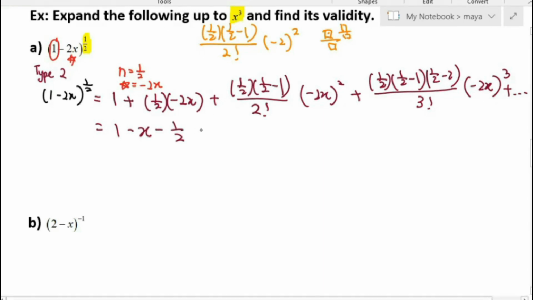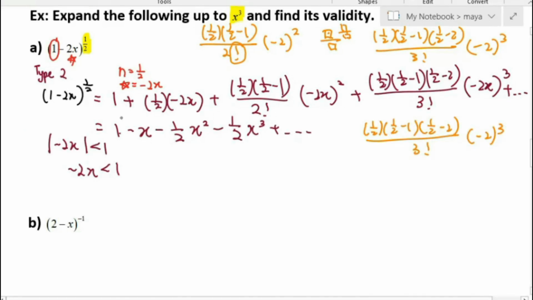So that is for the x squared. Continue for this part. Same also, press your calculator for 1 over 2 times 1 over 2 minus 1, 1 over 2 minus 2, and then 3 factorial, and then don't forget the value here, negative 2 to the power of 3. So for x, we do not need to press because your calculator cannot press the value x. Press your value only.